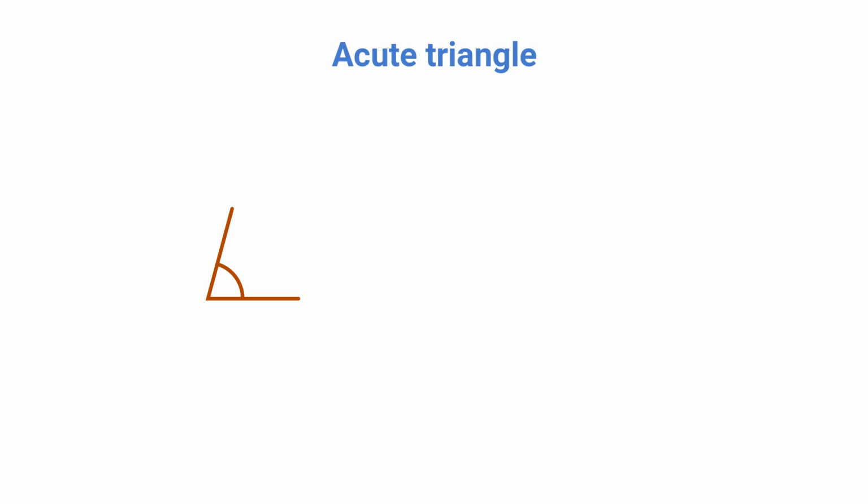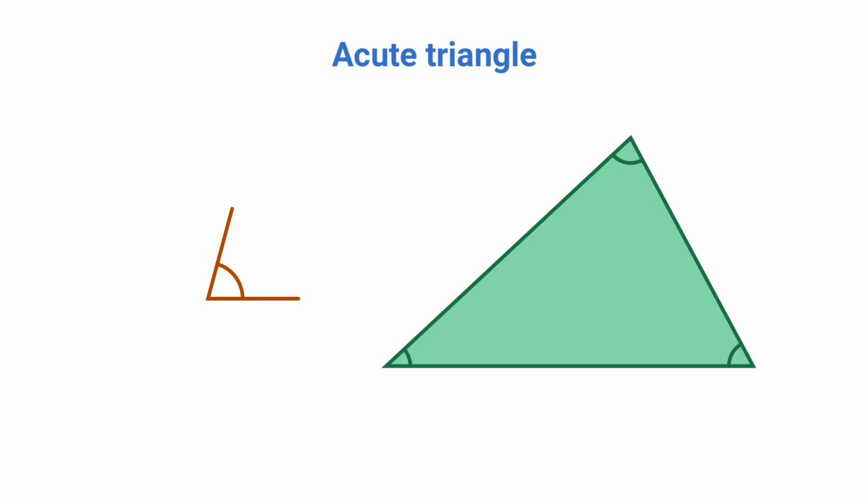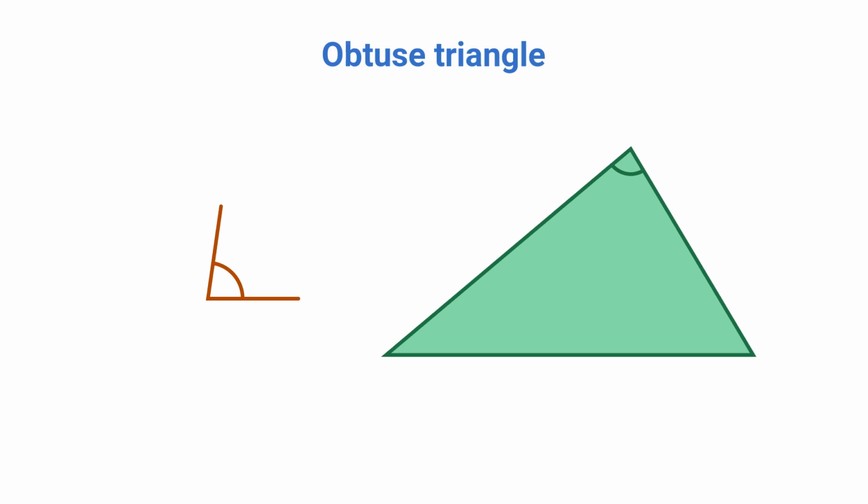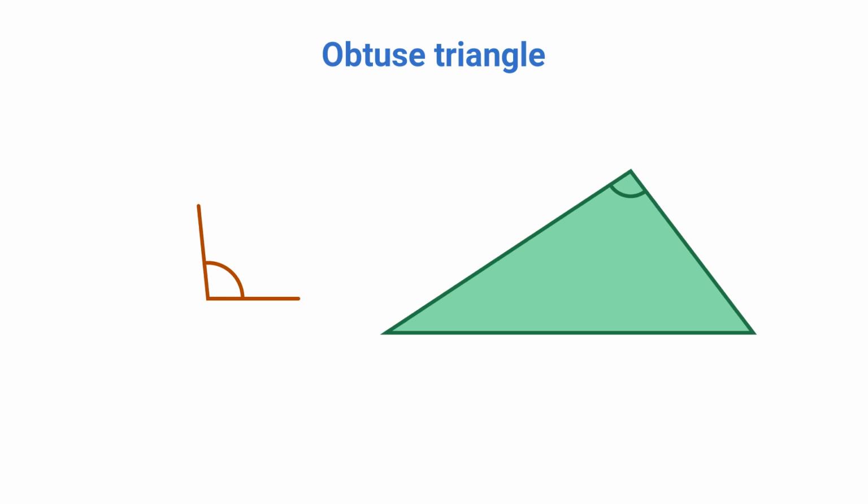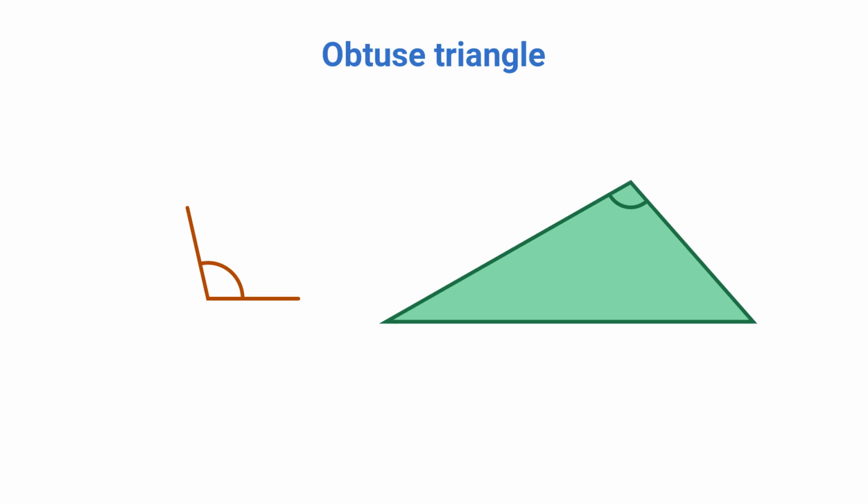An acute angle is an angle that is less than 90 degrees. If all three angles in a triangle are acute angles, we call it an acute triangle. An obtuse angle is an angle that is greater than 90 degrees. If one of the angles in a triangle is obtuse, we call it an obtuse triangle.